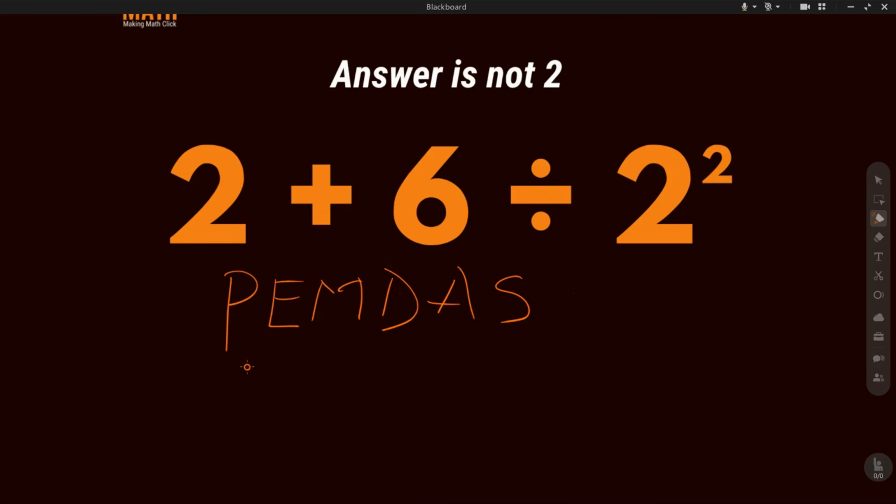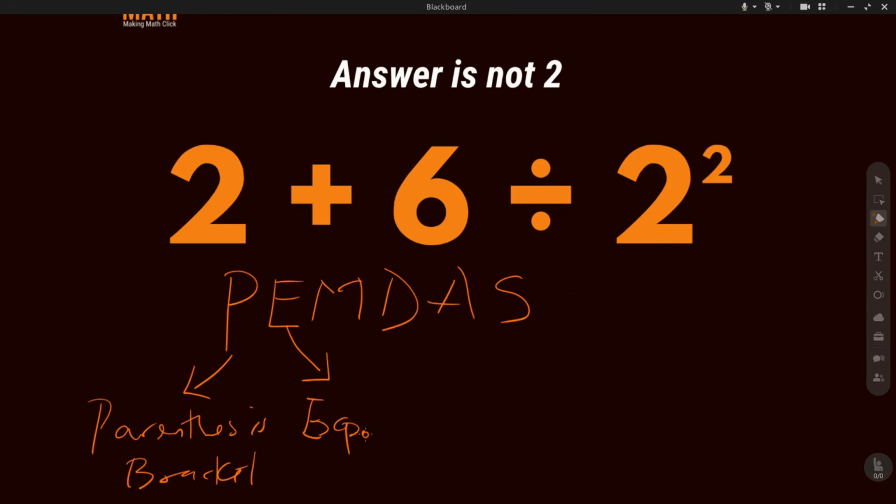The PEMDAS rule says P is the parenthesis, and this is also called brackets in other words. E is the exponent, that is power. M and D are multiplication and division. A and S are addition and subtraction.